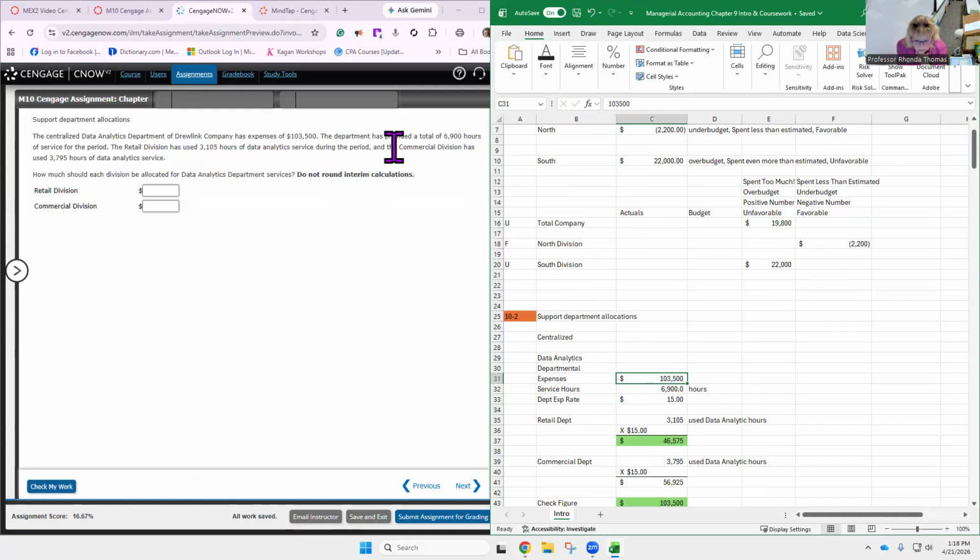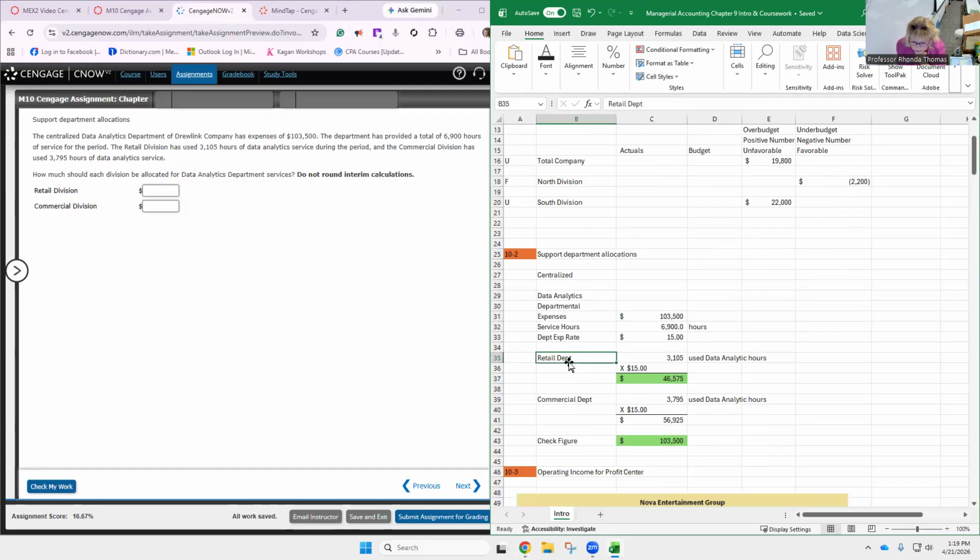The data analytics department spent a total of 6,900 hours for the period of time they're looking at. So we have a retail division and a commercial division. Before we go any further, we need a department expense rate for this data analytics. It turns out the data analytics is $15 per hour that they assist these departments. You say, how'd you get that? You take 103,500 and divide by the total number of hours for the period that goes to both retail and commercial.